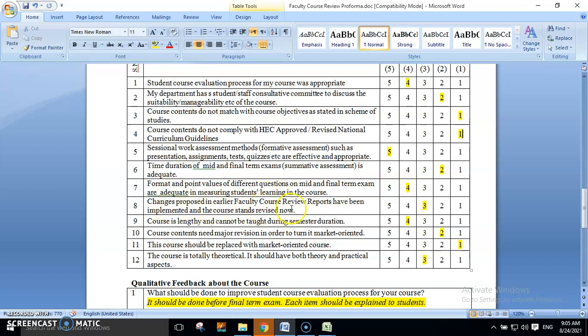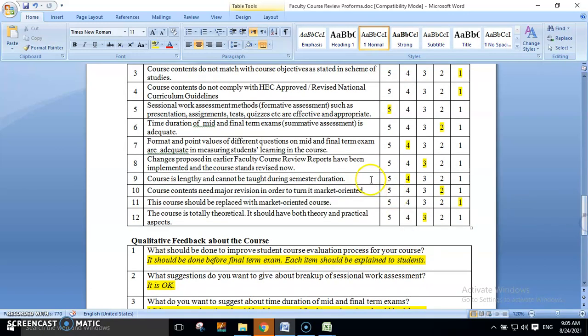Changes proposed in earlier course review report, no, they have not been incorporated. The university did not change the course the way it was suggested. Course is lengthy and cannot be taught during semester duration. I agree. Course contents need major revision in order to turn it market oriented. No, it does not need. It is already market oriented. The course should be replaced with market oriented course. No, I strongly disagree, because it is already market oriented.